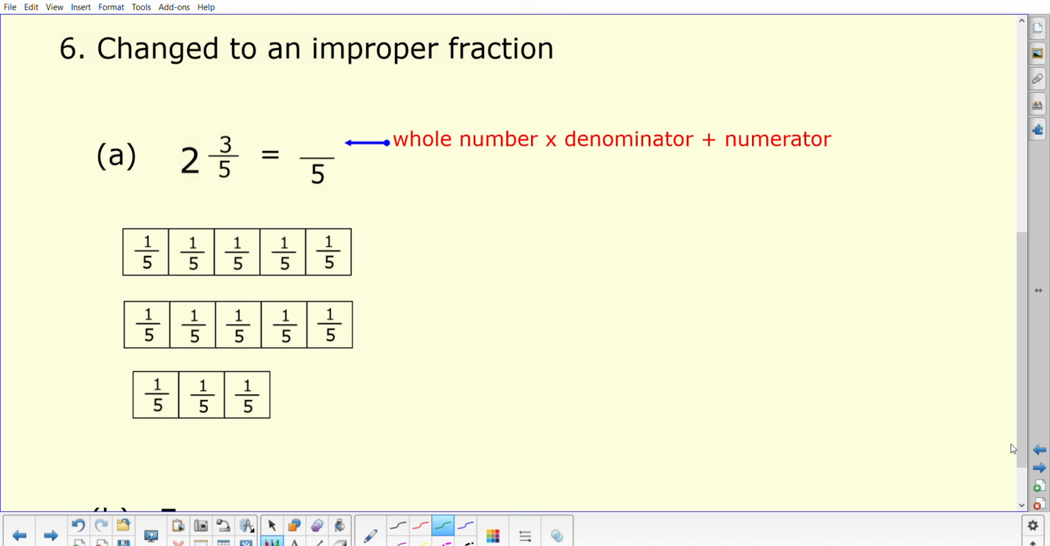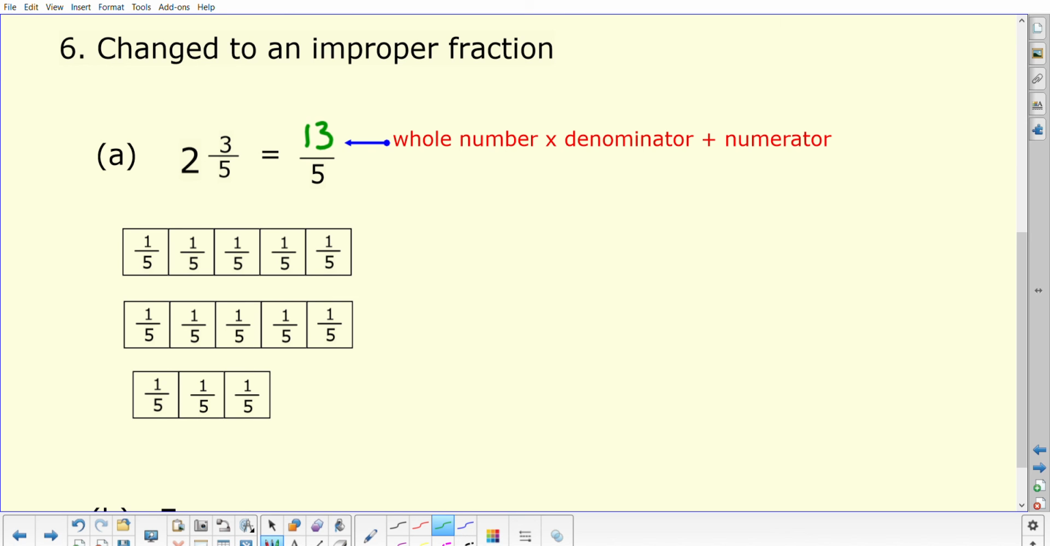You've got 2 3/5. Each whole number, 1 whole, is the same thing as having 5 fifths. So you can see there I've got 2 whole pieces, each with 5 fifths, and then I've got 3 separate fifths. Now altogether, how many fifths can you see in front of you there? Each whole piece is 5 fifths, so that's a total of 10, plus the 3 that's left over. So 2 3/5 is the same thing as 13 fifths.